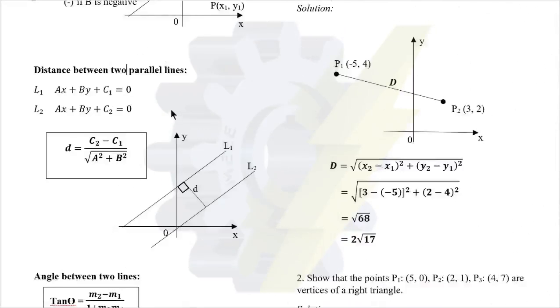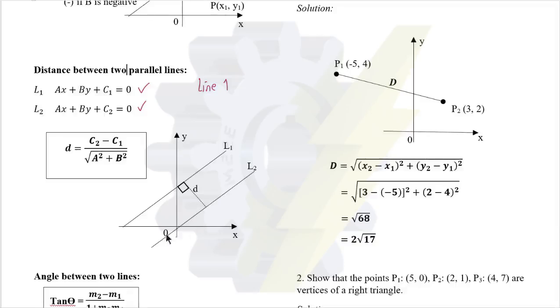Next is distance between two parallel lines. For example, we have two lines. These are their equations. The L1 and L2 are just what we use to designate the given lines. Instead of writing line 1, we use L sub 1. Instead of writing line 2, we use L sub 2. The formula to be used to solve the distance between two parallel lines is this one.